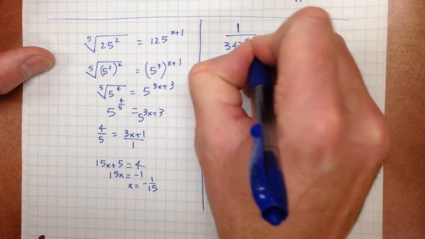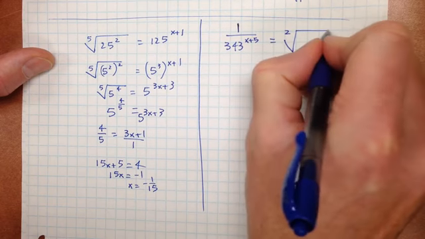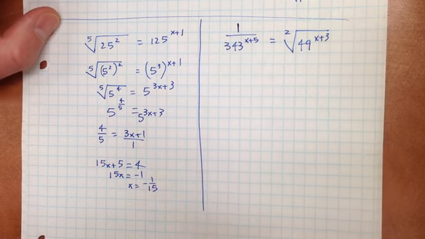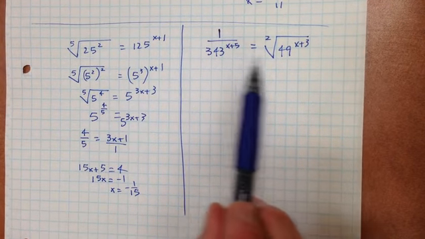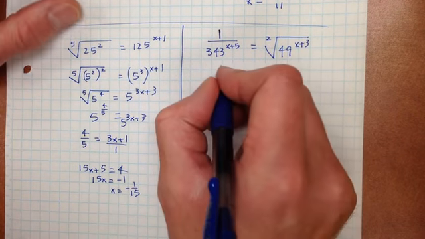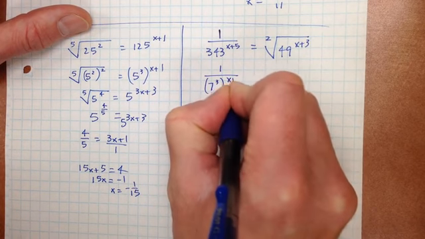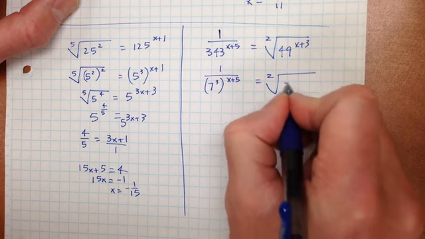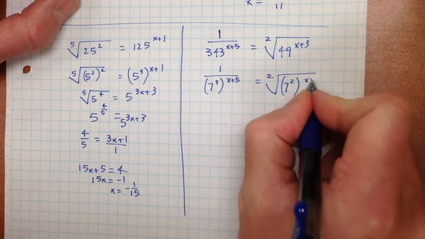1/343 to the x plus 5 equals the square root of 49 to the x plus 3. So I see 343, I also see 49, I am thinking a base of 7. 1/7 cubed to the x plus 5 equals the square root of 7 squared. That's your 49. Bring down the x plus 3.